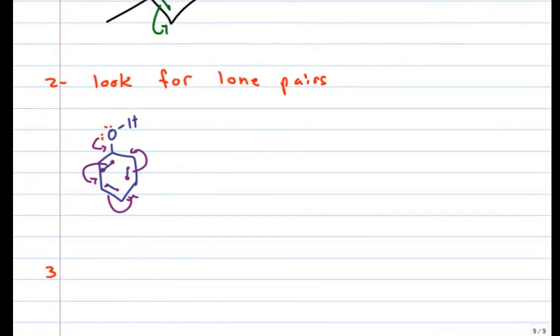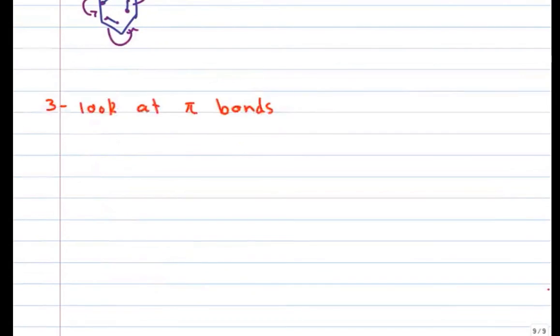And then if you don't have a negative and you don't have a lone pair, then you want to look at pi bonds. So for example, if you have something ridiculous like this, make it a nice conjugated system. This will be a nice chain reaction. These electrons will move, these electrons will move, and then these electrons will move.